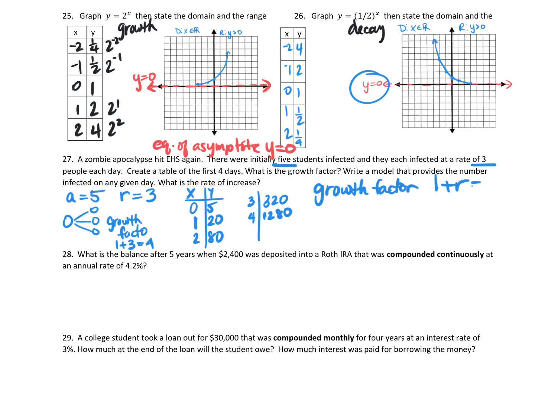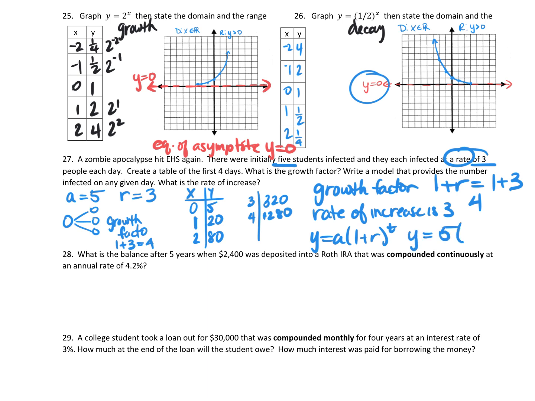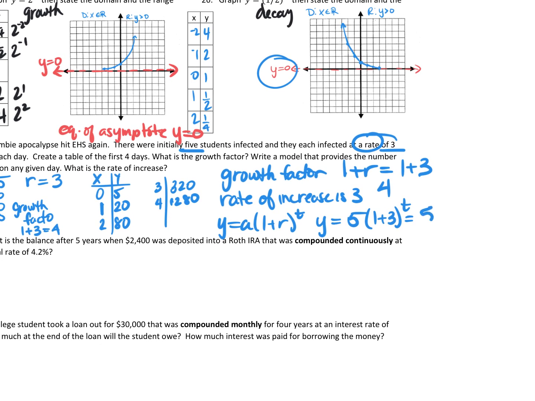So my growth factor is 1 plus r, the rate at which, there it says, at a rate of 3 per day. So 1 plus 3, the growth factor is 4. The rate of increase is 3. And then the equation, y equals a, 1 plus r to the t. So y equals 5 times 1 plus 3 to the t, which is 5 times 4 to the t. Okay, so remember that this part is the factor and the 3 is the rate.